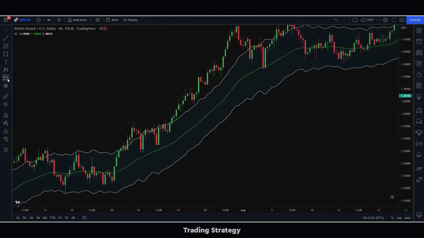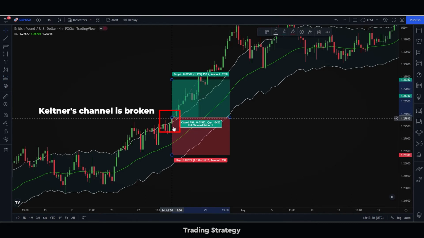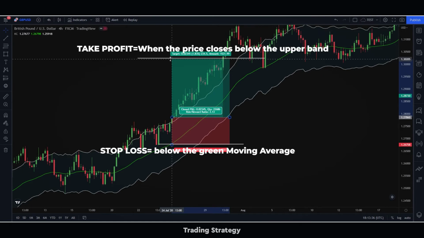The strategy is really simple and effective, especially for beginners, since to make a buy trade, we must wait for the Keltner channel to break from the bottom up. In case it does, we will make the buy trade, we will put our stop loss below the green moving average and our take profit when the price closes below the upper band, as long as we have a positive benefit.